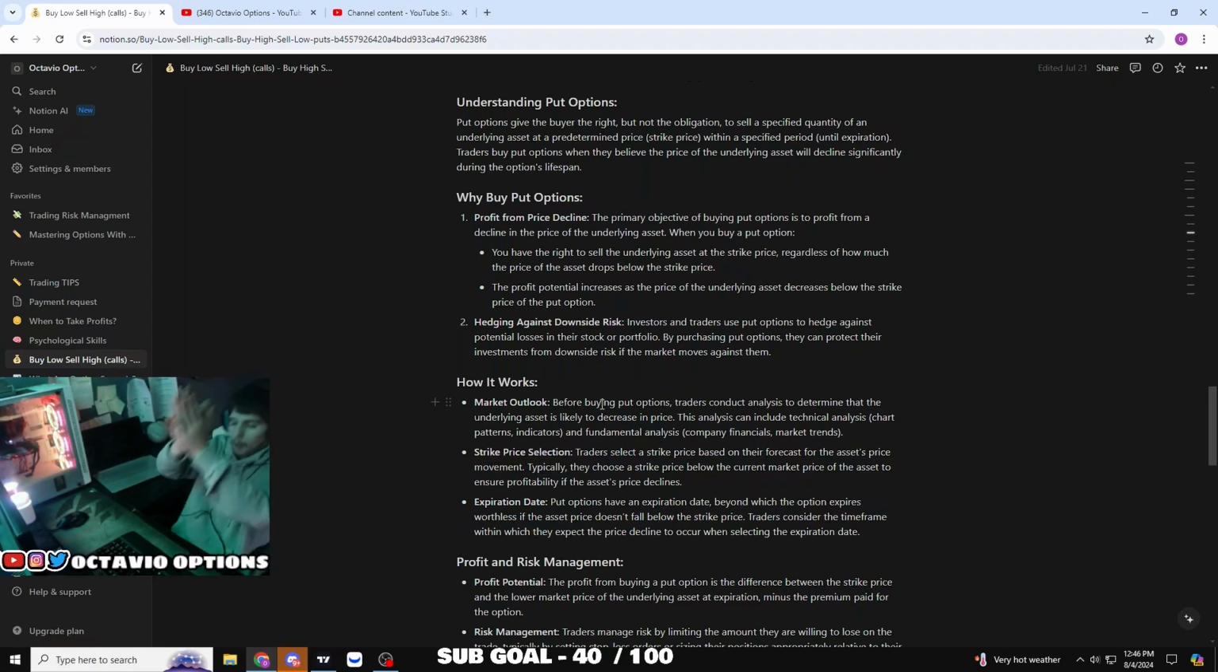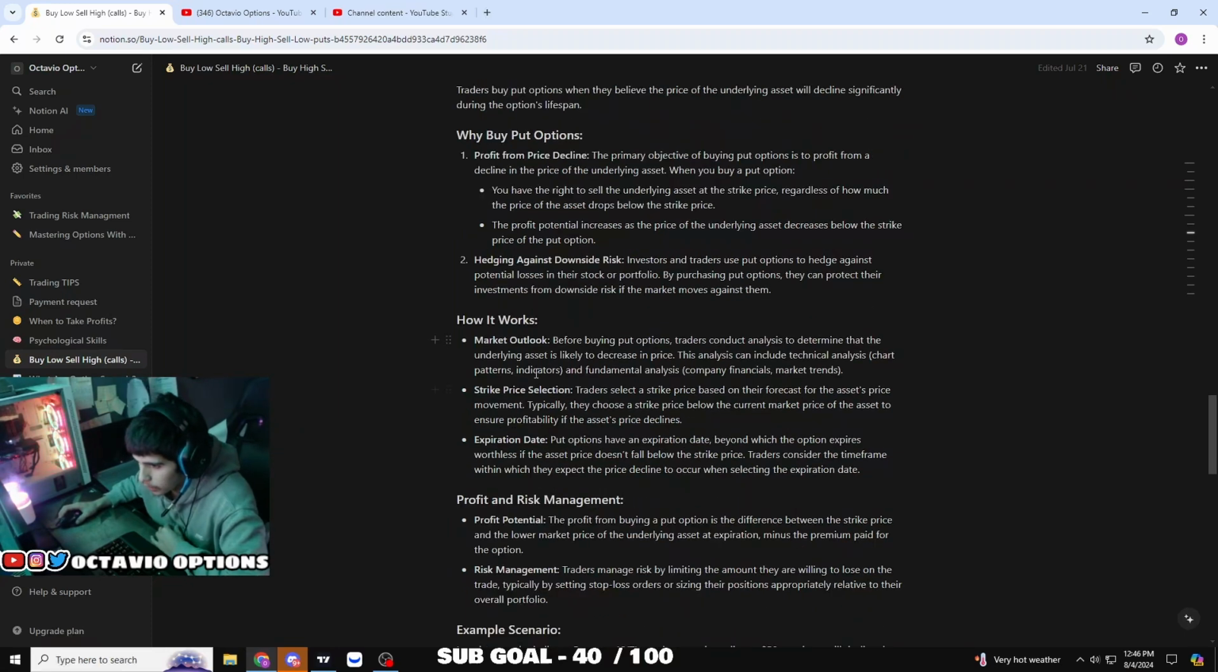I mean, you think the market's gonna go down and you buy a put and you're gonna be riding that down, you know what I mean? That's hedging against downtrend risk. How it works. Market outlook.